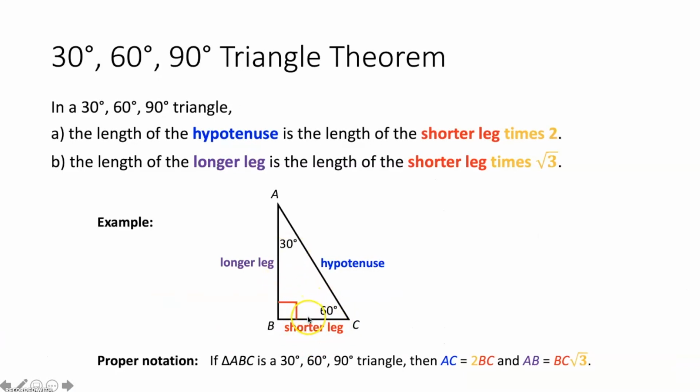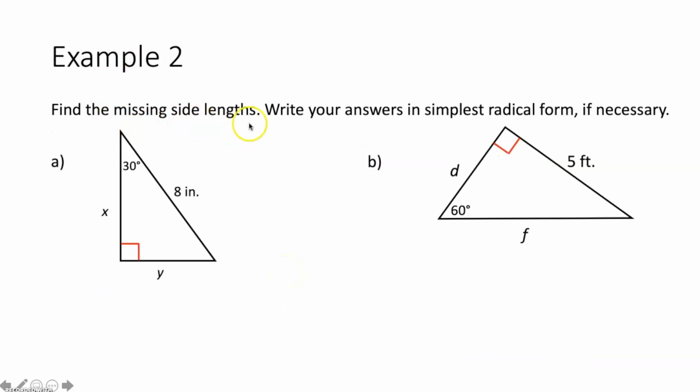Now, if you ever forget which leg is the shorter leg and which leg is the longer leg, remember, the shorter leg has to be opposite the smaller angle. The longer leg has to be opposite the bigger angle. And the hypotenuse is always opposite the 90 degree angle. Now example 2 says find the missing side lengths. Write your answer in simplest radical form if necessary.